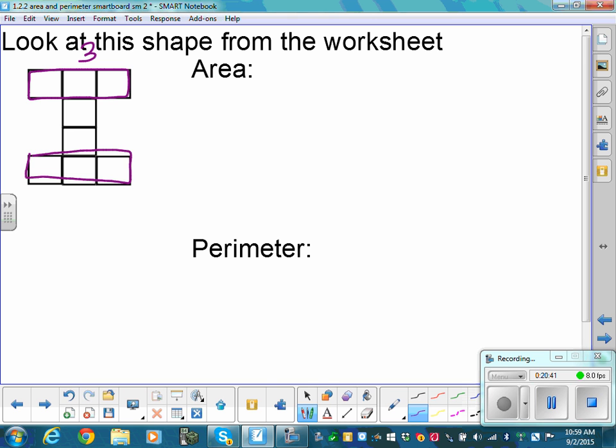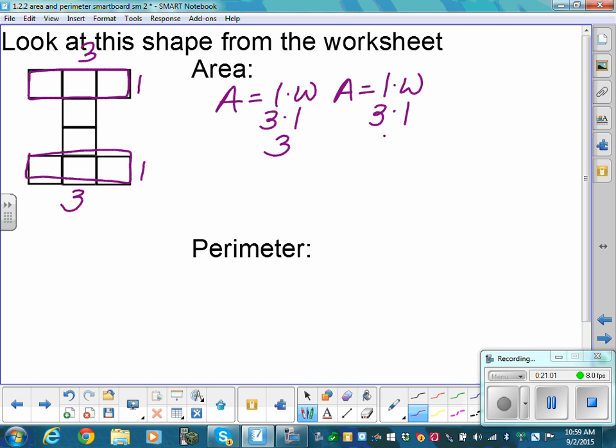That's a 3, and that's a 1, and then this is a 3, and this is a 1, so let's find the area of those individually. Area is equal to length times width. So on this purple piece, what's my length? 3 times my width is 1, so we have 3, and then I have another piece like that, which is length times width, which is 3 times 1, which is 3. So I just found the area of the two purple pieces.